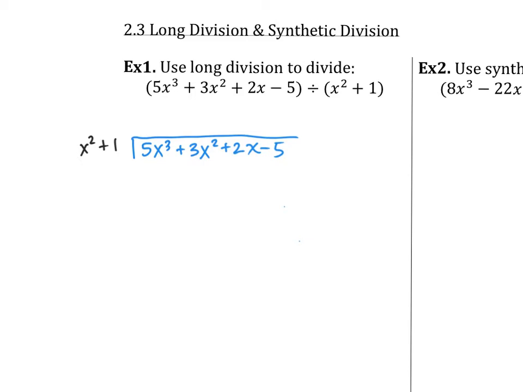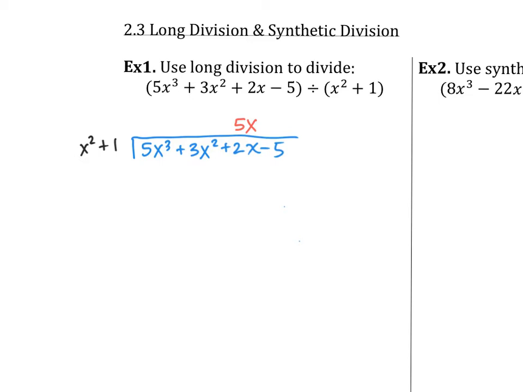Depending on how you learned this previously, I normally just look at the first term and think, what do I multiply this term by so it will equal this term? So if I have x squared, what do I multiply that by to get 5x to the third? x squared times 5x will give me 5x to the third. I like to line it up under the column with the like terms. It's not necessary. It just gives me a reminder of when I've gotten to the remainder.